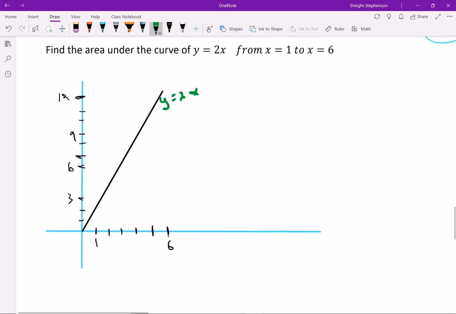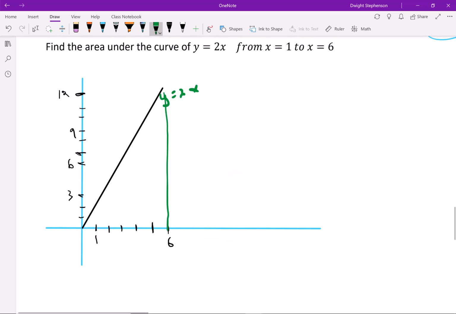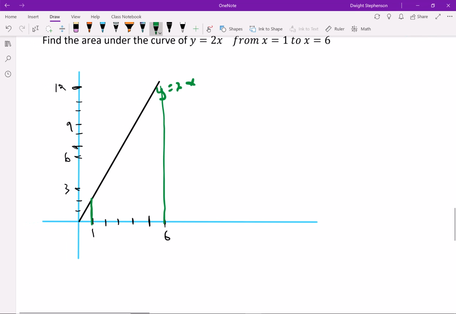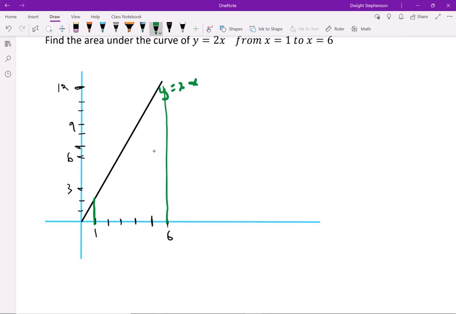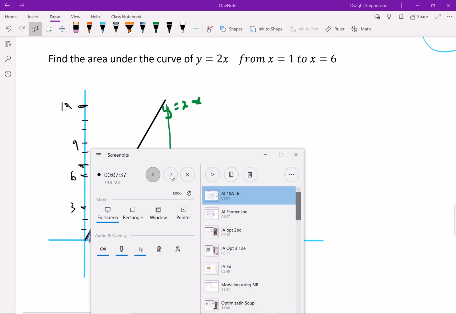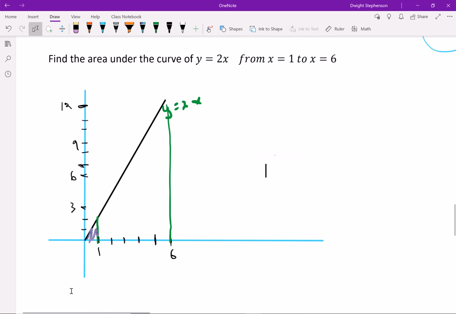Well, we could do this just geometrically, right? We could look at this like such and be like, hey, this is a triangle, right? It's not quite a triangle, but it's close to a triangle. Basically, it's this big triangle minus this little triangle here, right? I could do the big triangle minus the little triangle. Okay, so let's start by finding the area of the big triangle.